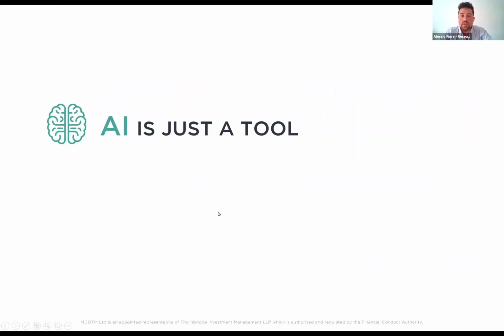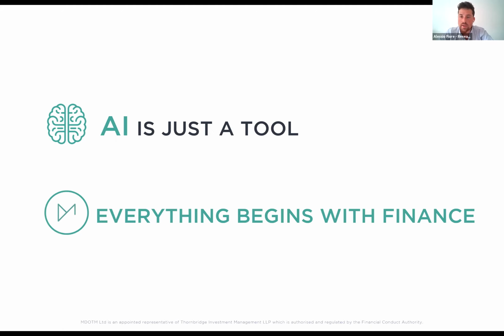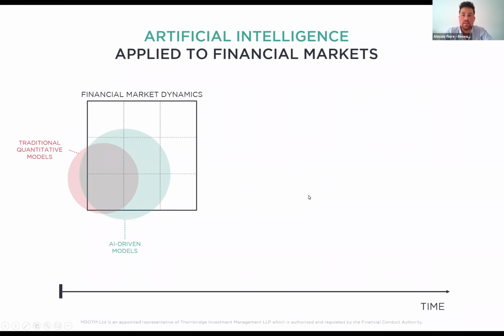What is at the beginning of our journey is that we believe that AI is a tool and that everything begins with finance. This is because AI is the best technology that we have today to extract value, to see the depth of data, and to adapt to the gradual unfolding of financial markets. This is well represented by this picture.